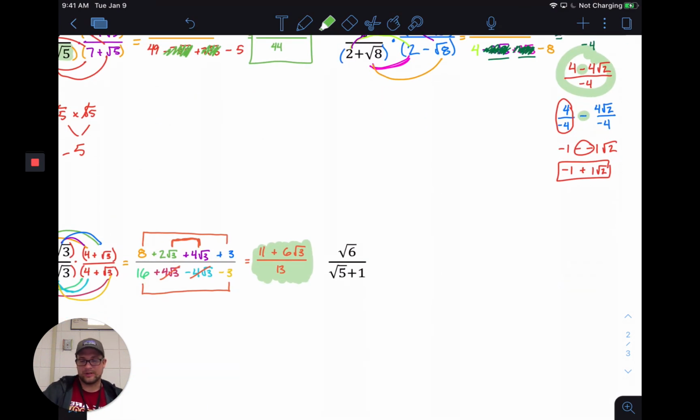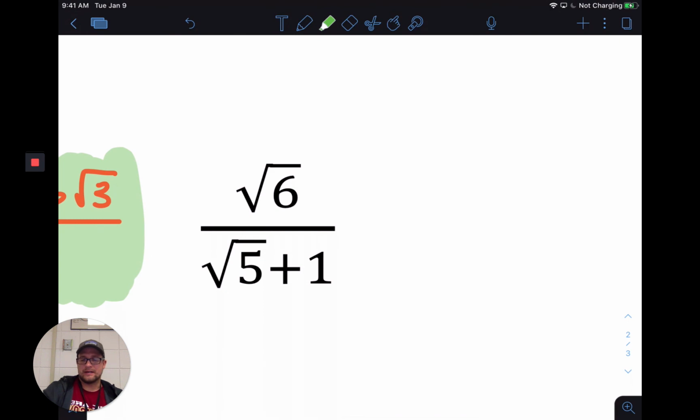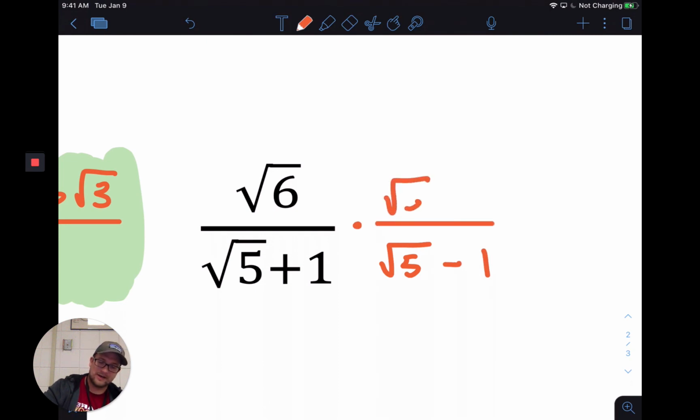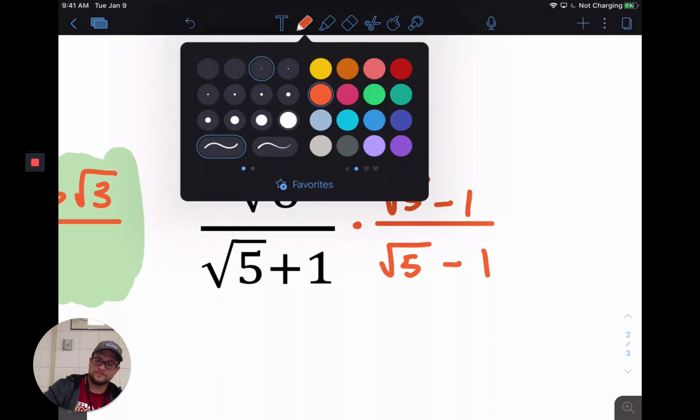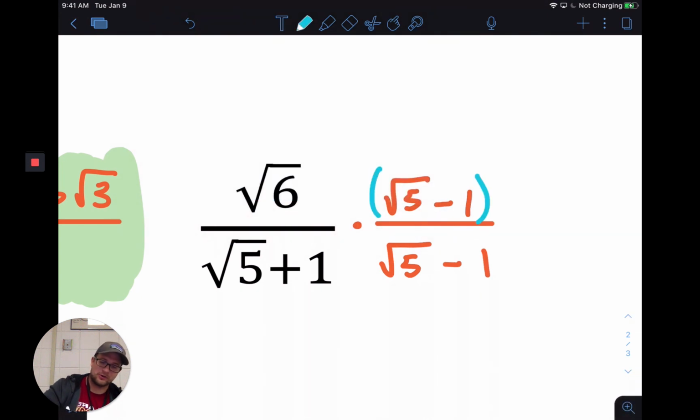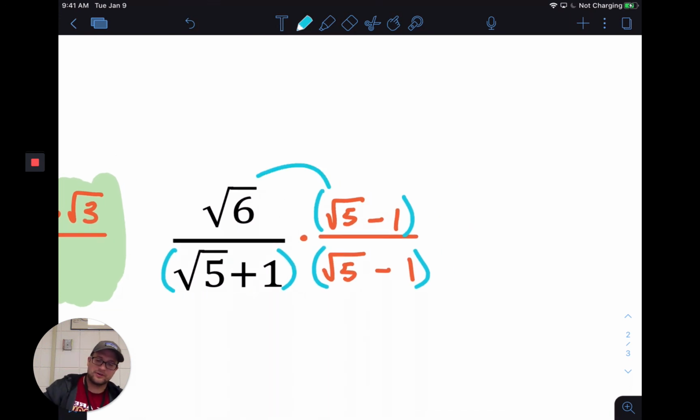Last problem we are looking at is right here. Again, we have a plus in the bottom, so we need to multiply by the conjugate, which will have a minus. So we'll have the square root of 5 minus 1, and up top, square root of 5 minus 1. Make sure you put on all your parentheses. You are dealing with mathematical quantities. And then we start to distribute.